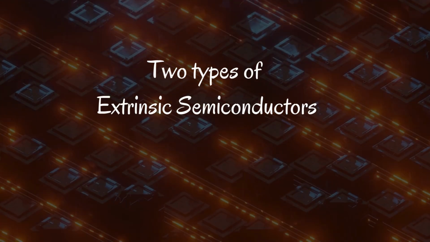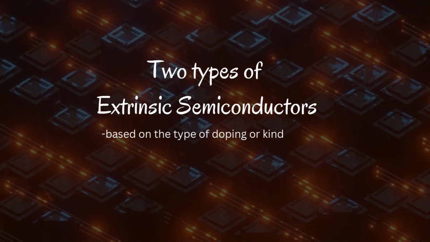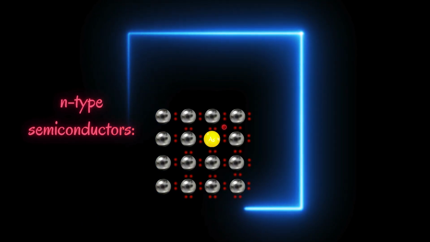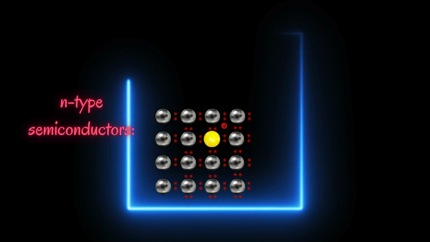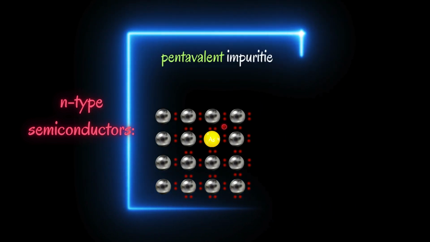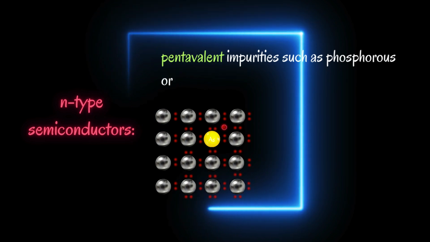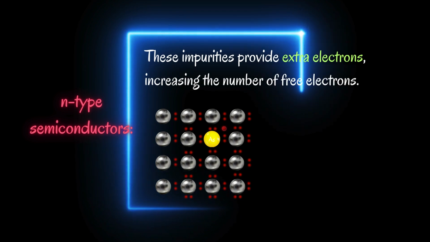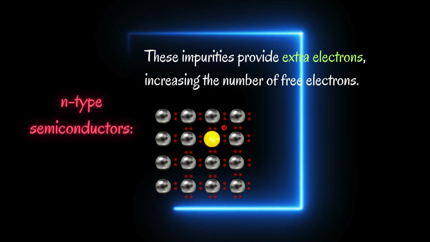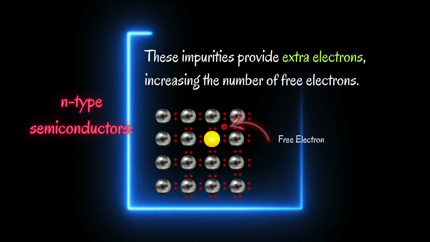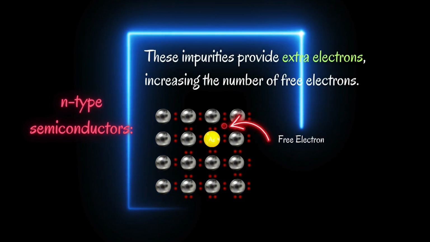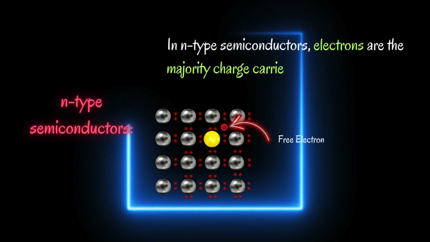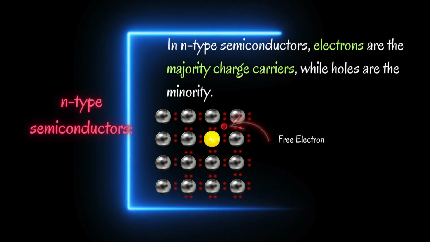There are two types of extrinsic semiconductors based on the type of doping, the kind of impurity added. Number 1, N-type semiconductor. Imagine we take pure silicon and dope it with a pentavalent impurity, something like phosphorus or arsenic. These elements have 5 valence electrons, but silicon only needs 4 to form bonds. So, what happens to the extra electron? It becomes a free electron. That means there are more electrons available to conduct electricity. In N-type semiconductors, electrons are the majority charge carriers, while holes, the absence of electrons, are in the minority.